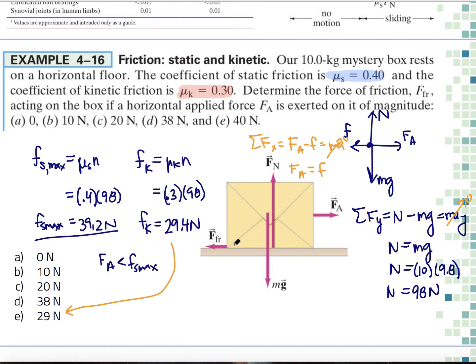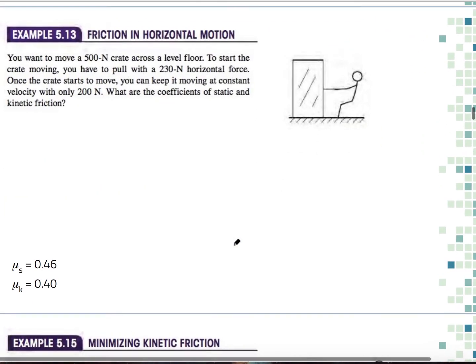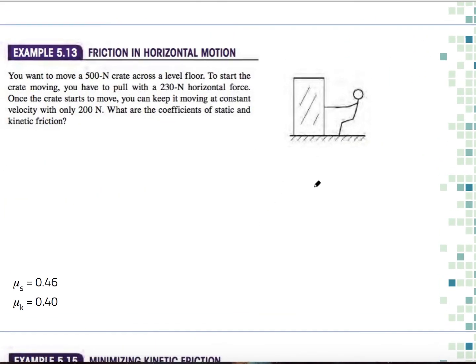So now let's move on and take a look at a situation where we're actually kind of calculating things. So for this one, we're going to calculate the coefficients of friction. So I have a 500 Newton crate. So remember when I describe something as a 500 Newton something, then I am talking about the weight. So this right here, my weight is 500 Newtons. So when I draw my free body, I'm going to label it like that. To start the crate moving, I have to pull with a 230 Newton horizontal force.